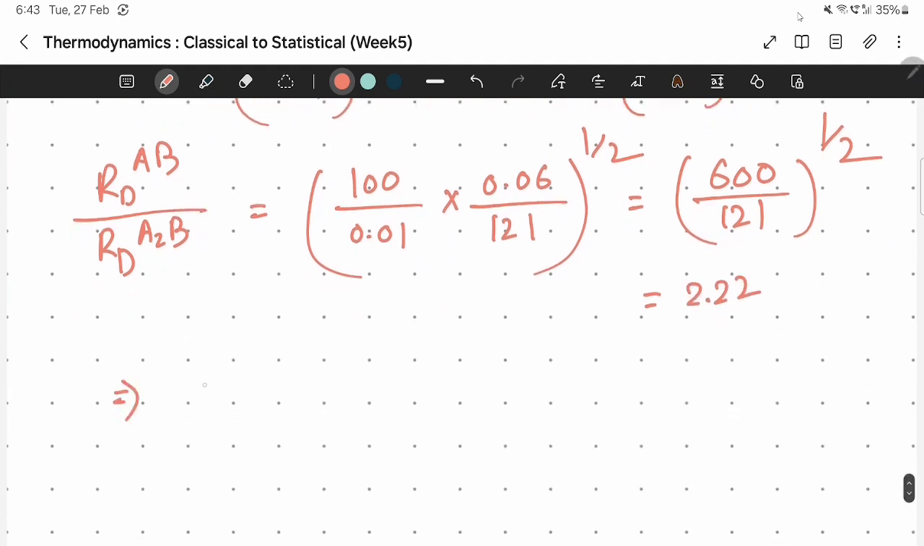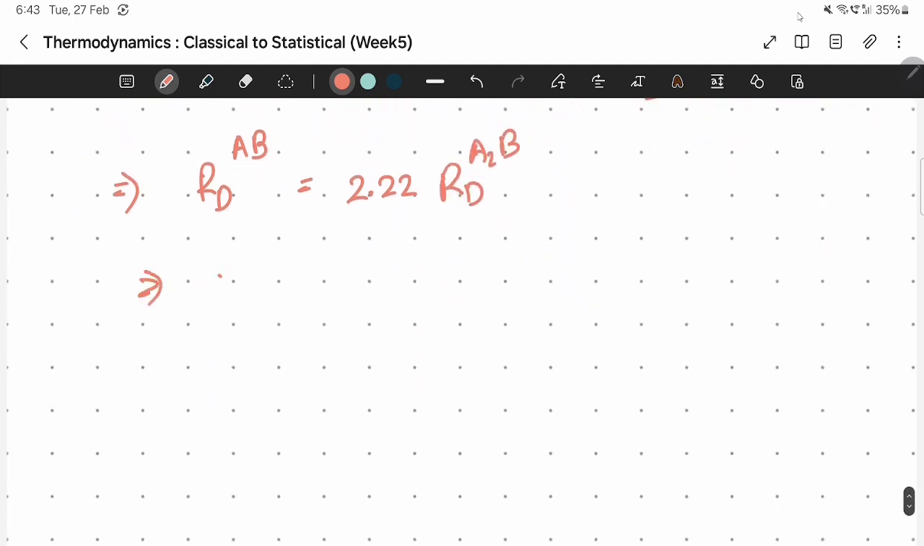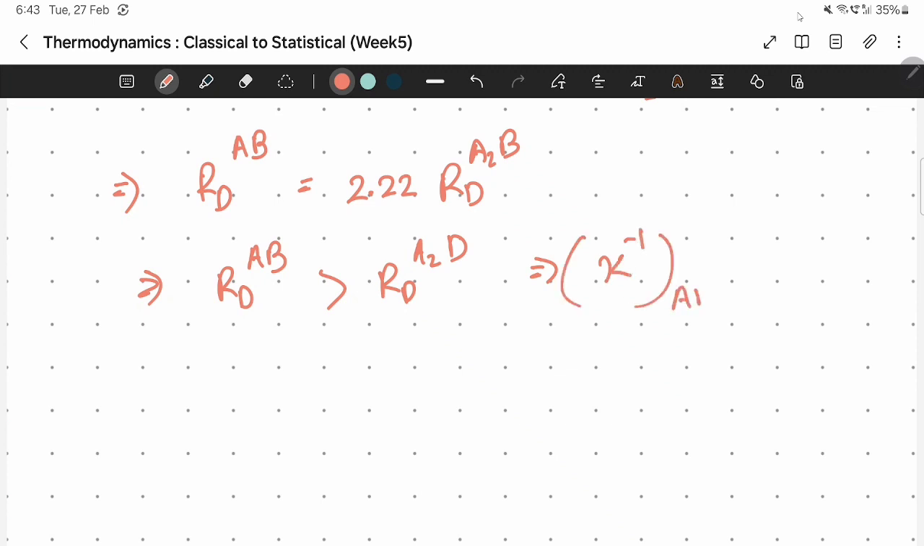So from here explicitly we can write. It's better to do it this way, then there will be no chance to make anything wrong. So now it's clear. Okay, so that means kappa inverse of AB is greater than kappa inverse of AB. So eventually it should be option B.